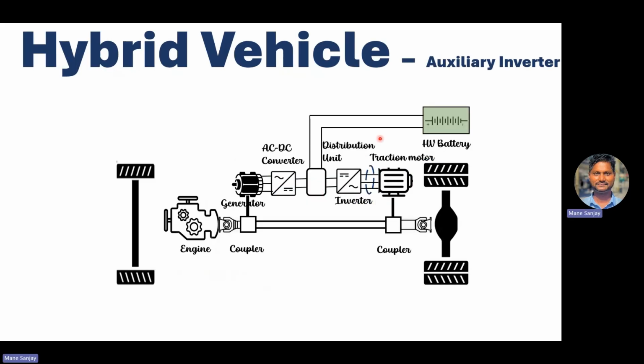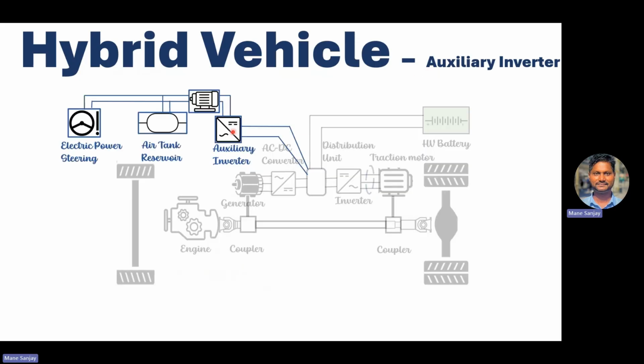Next component is the auxiliary inverter. This auxiliary inverter is sometimes used in the vehicle and sometimes not. But when it comes to commercial vehicles, buses and trucks, it is actually used. When I say auxiliary inverter, this is again an inverter which takes the power from the battery or from the engine connected to the distribution unit. It takes that power and controls the motor. This is the role of the auxiliary inverter.